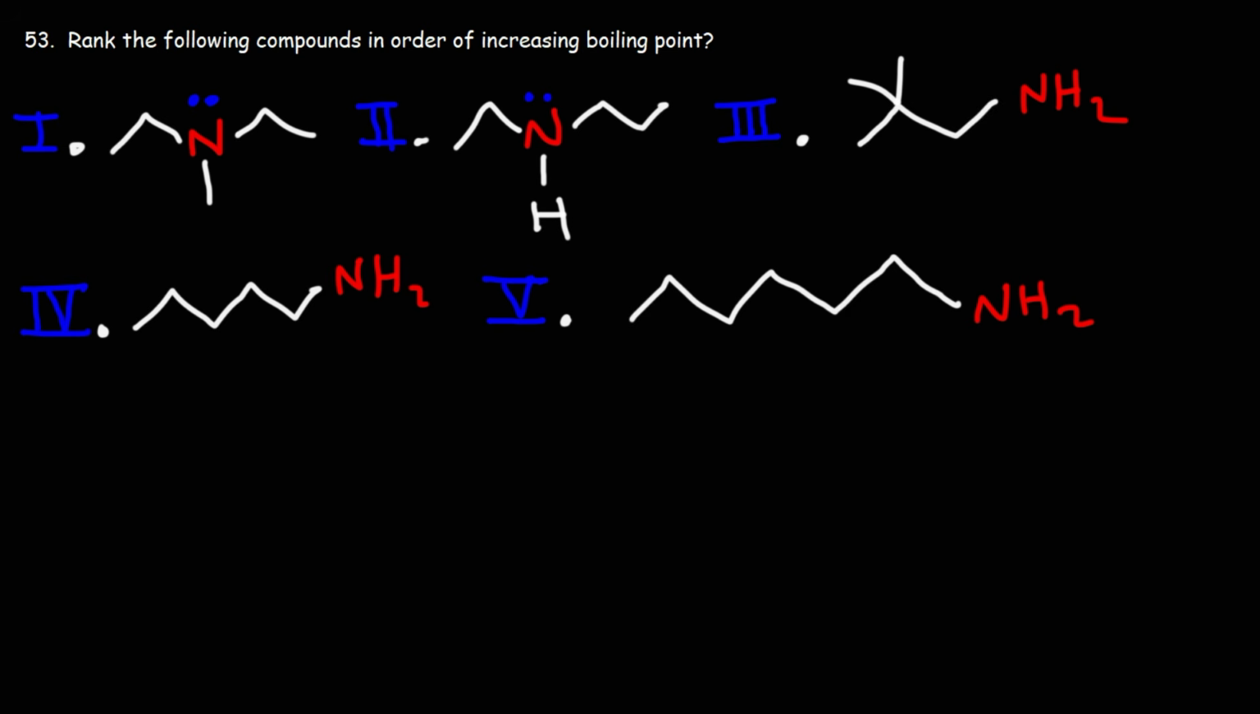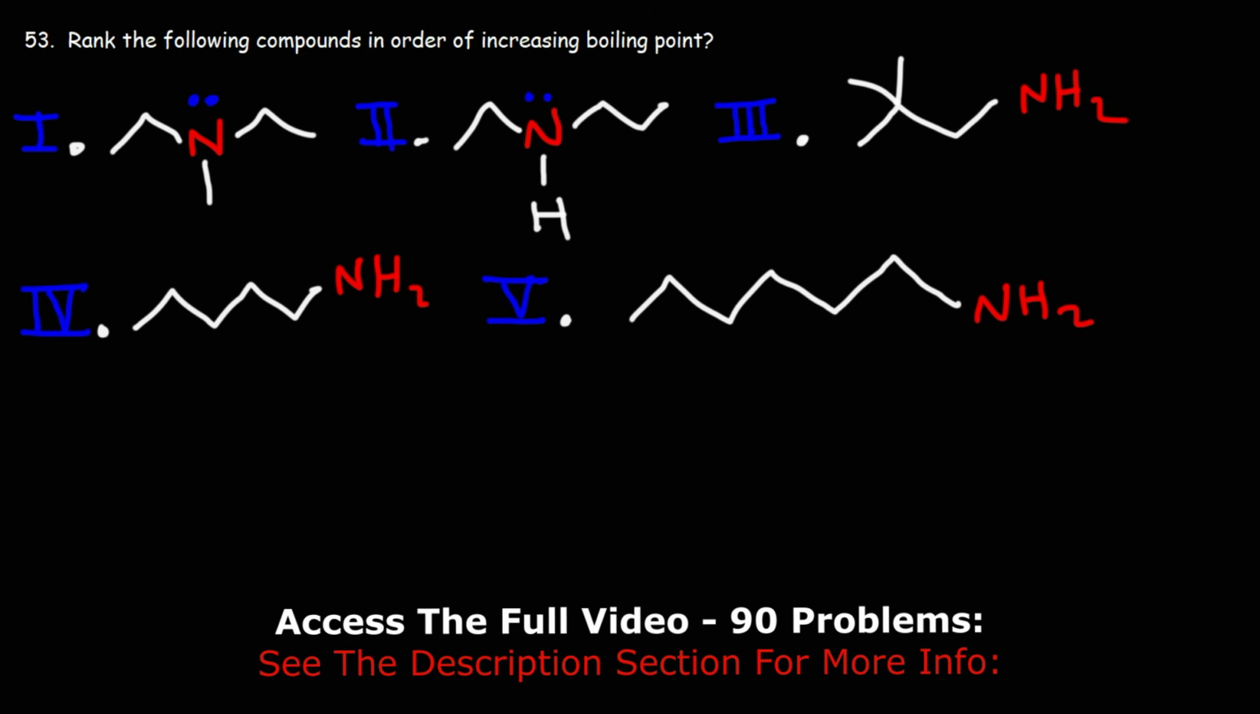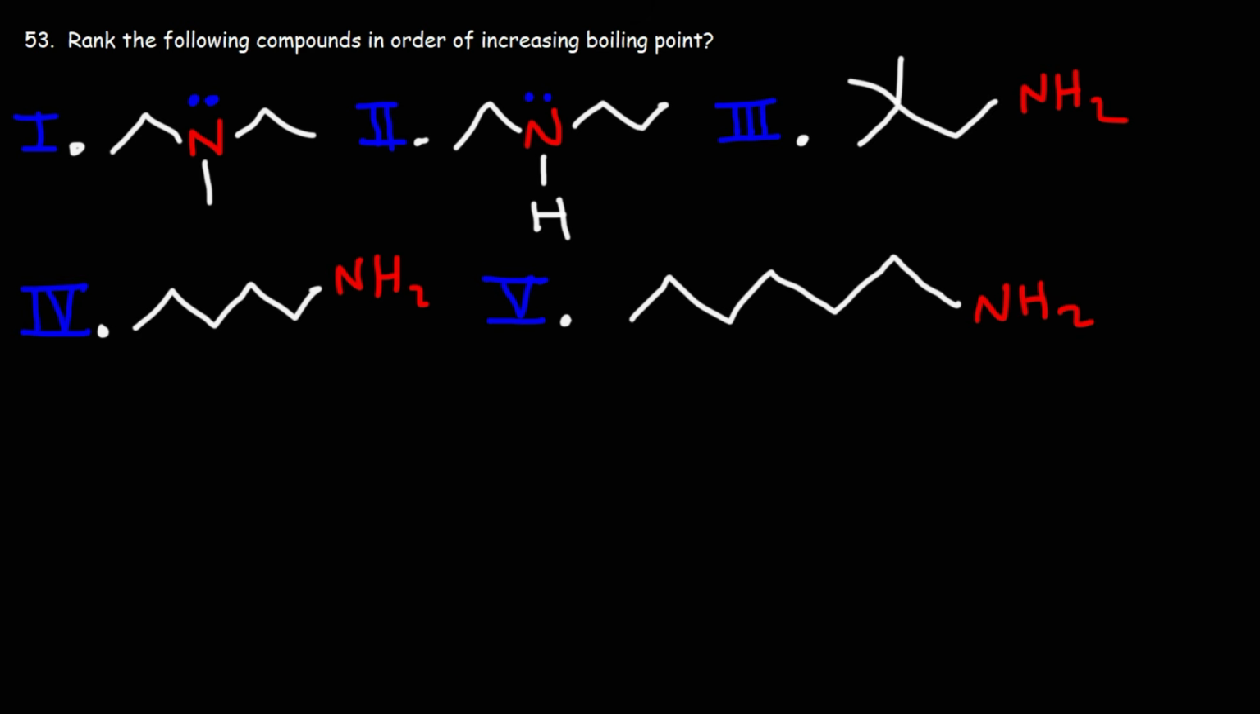Number 53. Rank the following compounds in order of increasing boiling point. So which one's going to have the lowest boiling point and which one will have the highest boiling point? We know that straight chain organic compounds typically have the highest boiling point. The branched ones, they typically have the lowest boiling point. So with that being said, it's safe to assume that number 5 is going to be the highest.